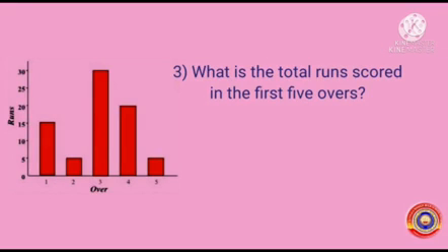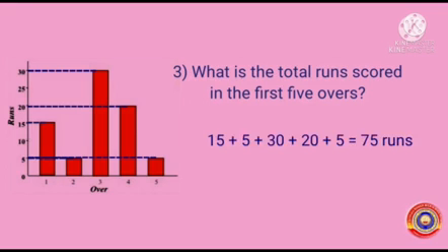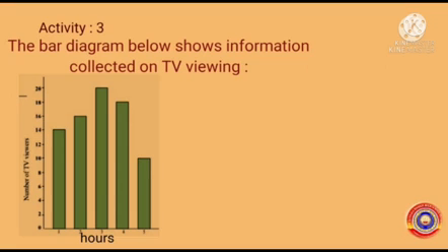Next question, what is the total runs scored in the first 5 overs? Here we have to find the answer by using this graph. See, runs scored in the first over equals 15. Runs scored in the second over equals 5. Runs scored in the third over equals 30. Runs scored in the fourth over equals 20. Runs scored in the fifth over equals 5. Therefore, the total number of runs scored in the first 5 overs equals 15 plus 5 plus 30 plus 20 plus 5 equals 75 runs.